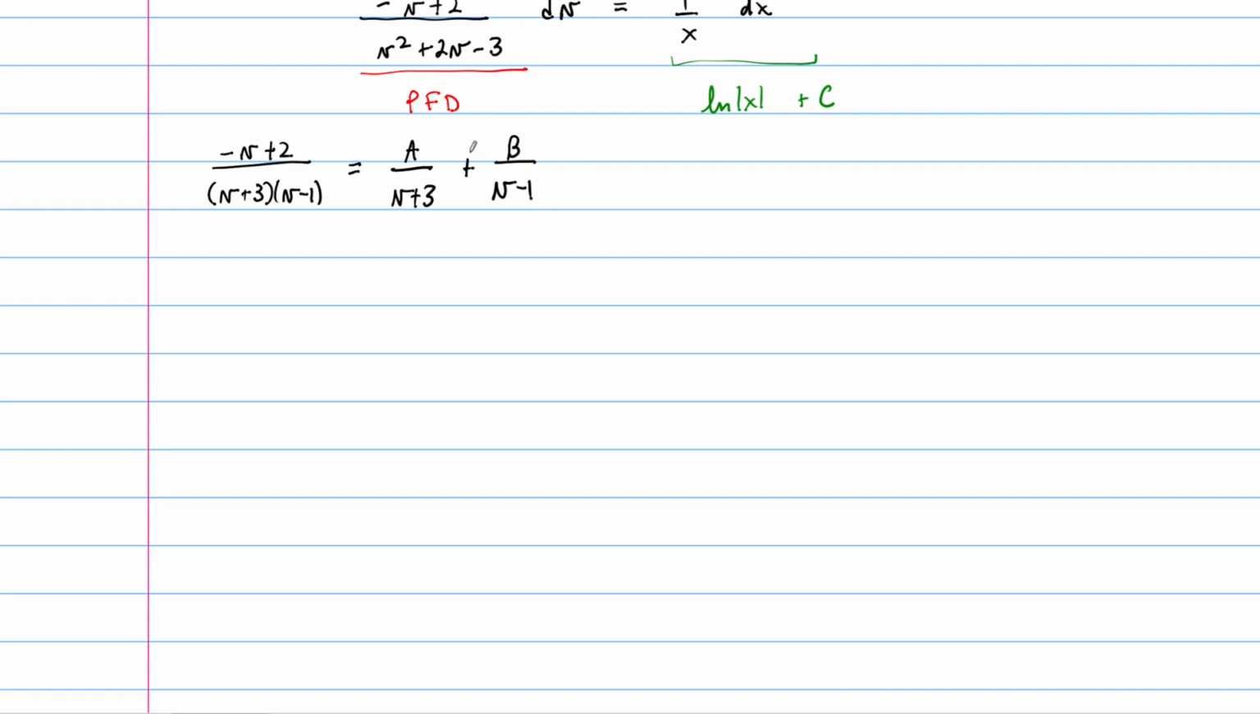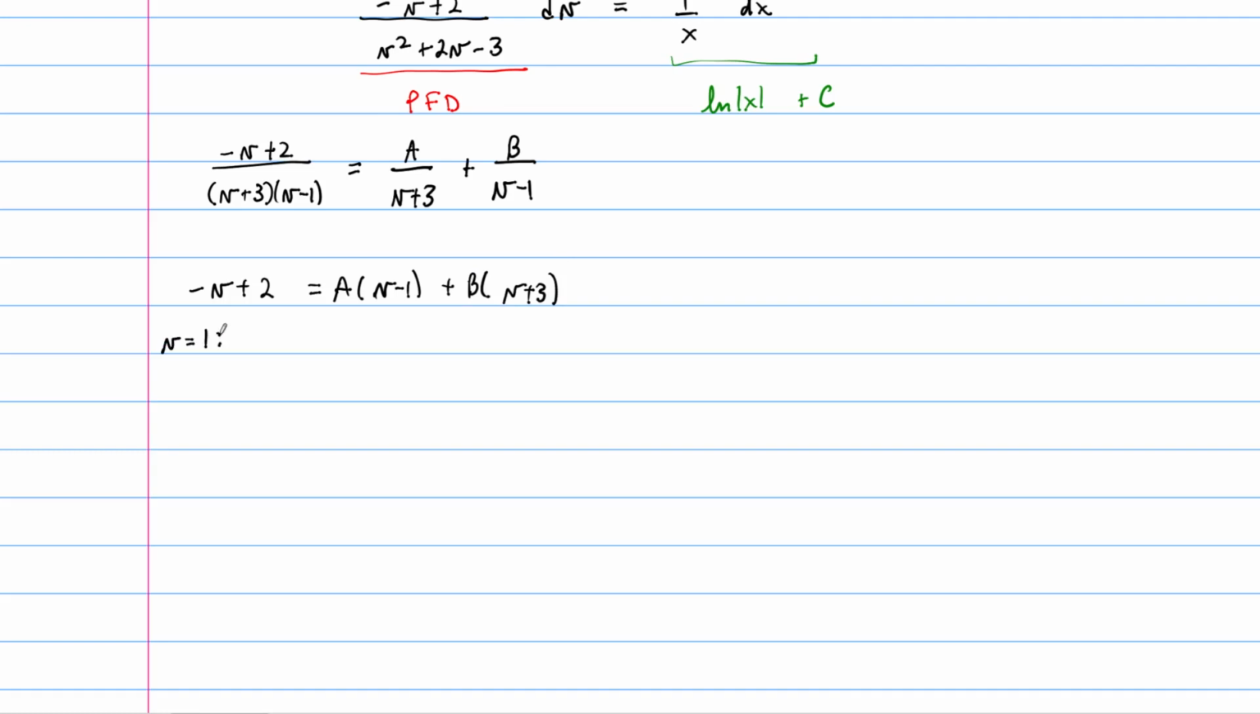Let's just solve for a and b first. It's probably better if we solve for these first, right? And so remember, the way that this works is you multiply through by the common denominator. Negative v plus 2 equals a times (v minus 1) plus b times (v plus 3). And now for this one, you can just pick convenient values of v.